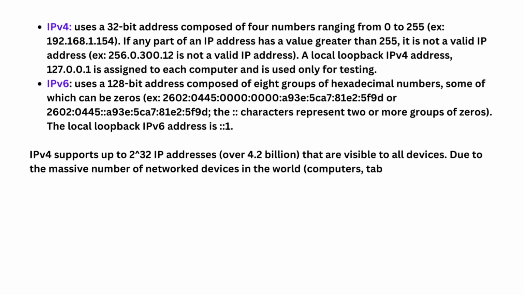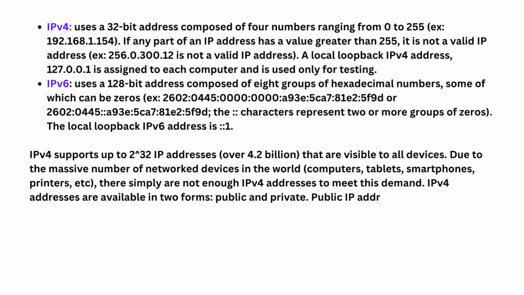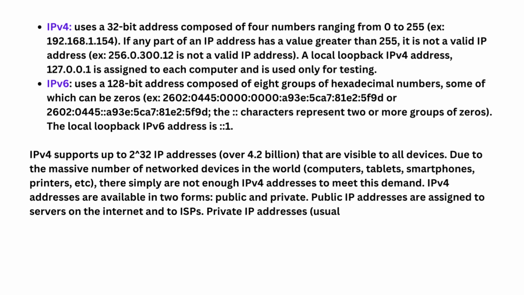IPv4 supports up to 2^32 IP addresses, over 4.2 billion, that are visible to all devices. Due to the massive number of networked devices in the world, computers, tablets, smartphones, printers, etc., there simply are not enough IPv4 addresses to meet this demand. IPv4 addresses are available in two forms, public and private. Public IP addresses are assigned to servers on the Internet and to ISPs.